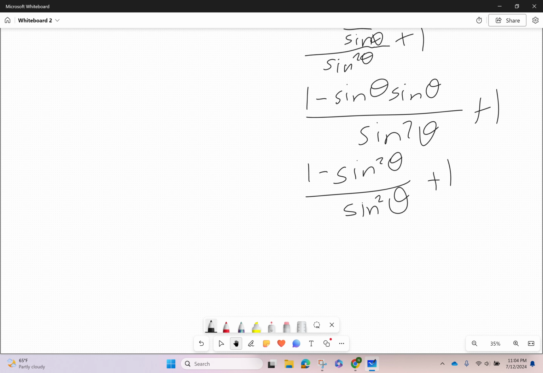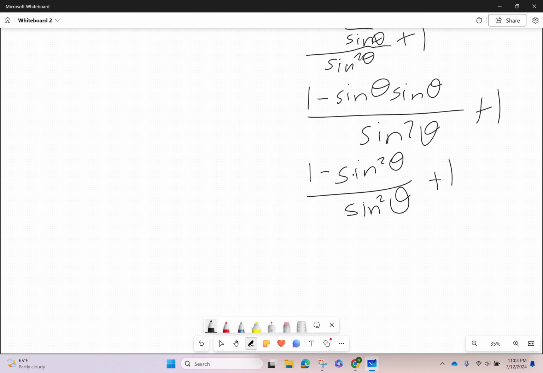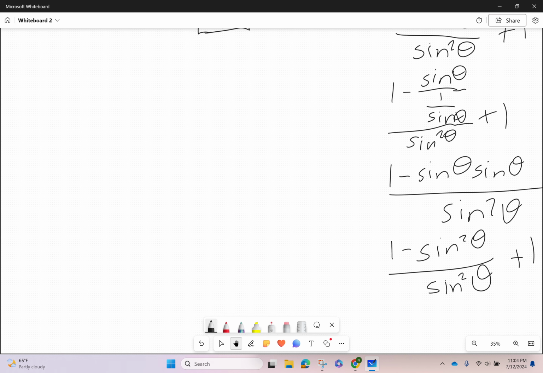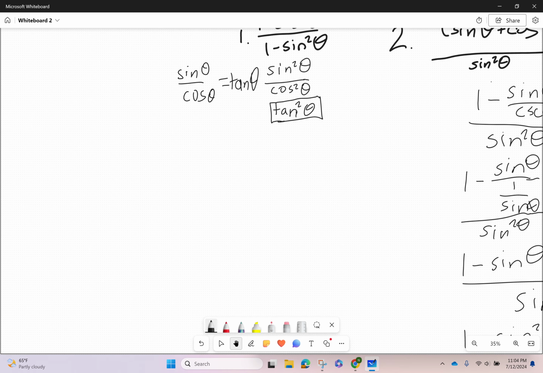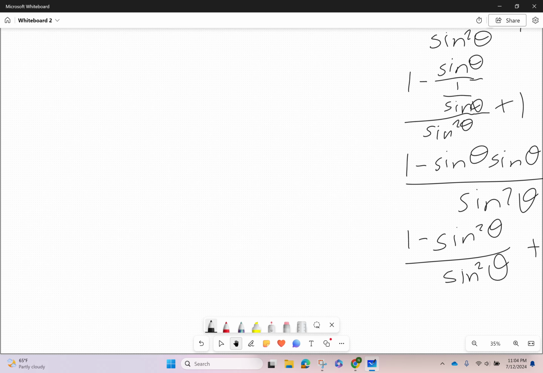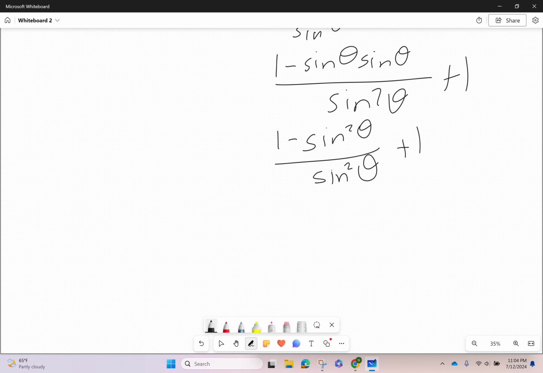Now, right back at this 1 minus sine squared theta. Where have we seen this before? We saw that up here. 1 minus sine squared theta. What did that turn into? That turned into cosine squared theta. We can just go right back at it with that Pythagorean identity. Turn it into cosine squared theta over sine squared theta plus 1.